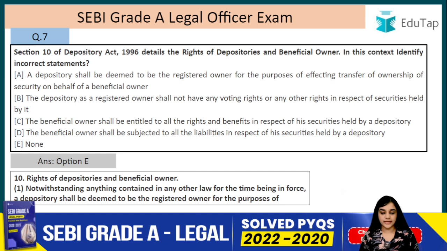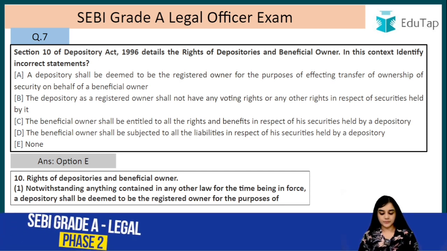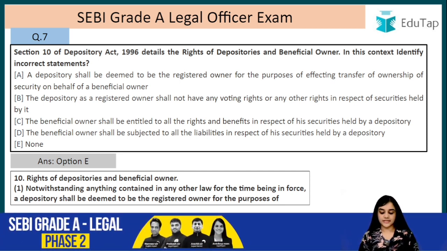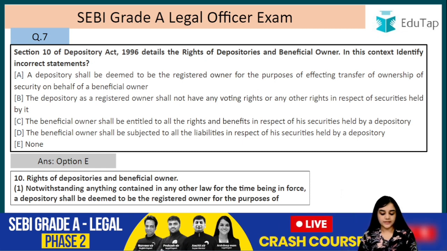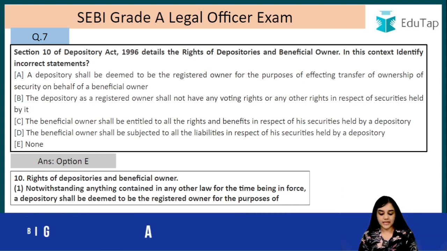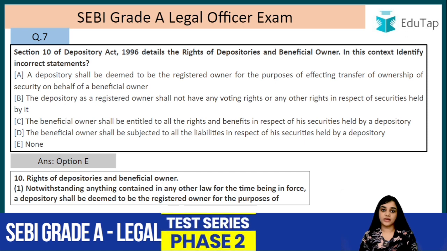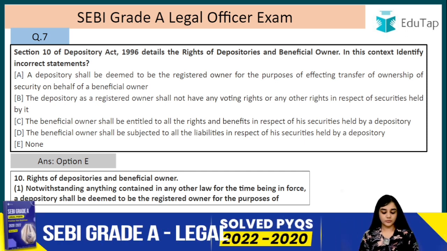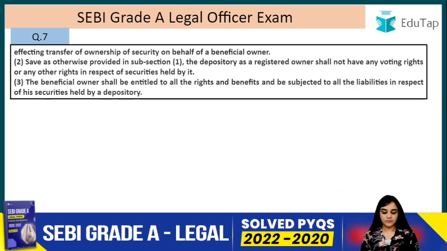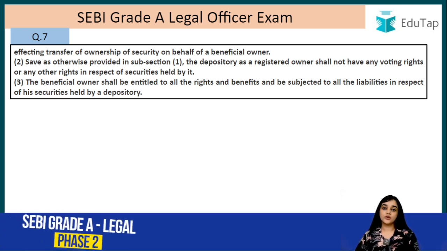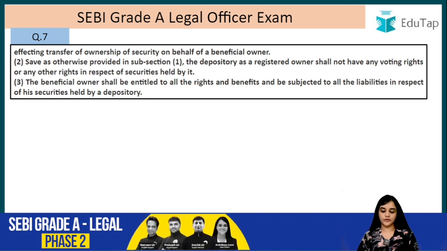Let's read the correct statements. So rights of depositories and beneficial owners, Section number 10. Notwithstanding anything contained in any other law for the time being in force. So that means this has an overriding effect, right? A depository shall be deemed to be the registered owner. This we have covered. A depository is deemed to be the registered owner for the purpose of effecting transfer of ownership. For what purpose? For transfer of the ownership of security on behalf of whom? On behalf of the beneficial owner. The original owner is the beneficial owner only.